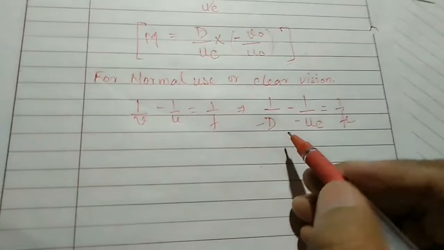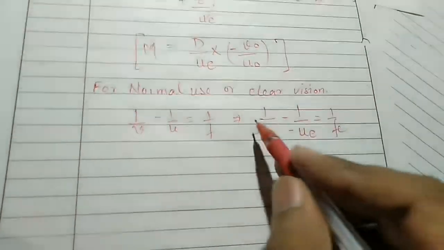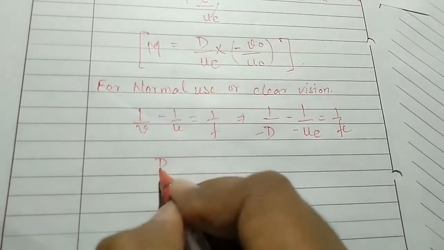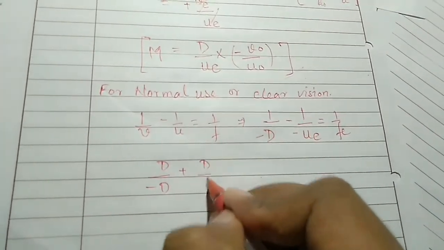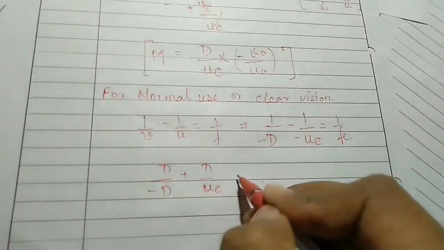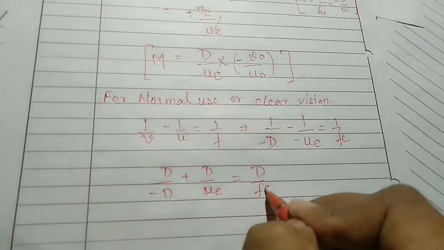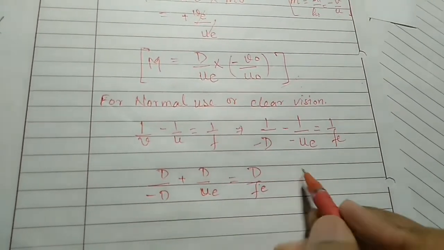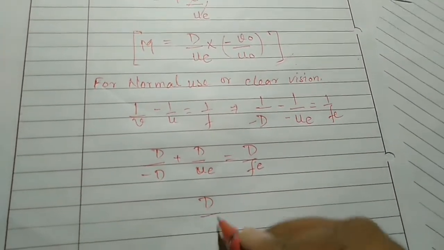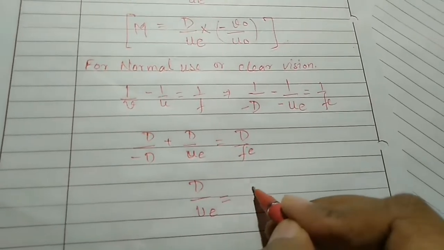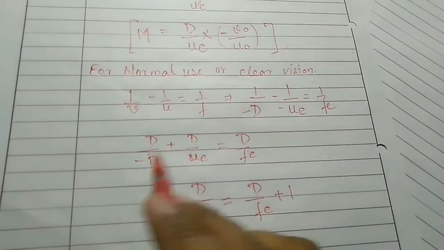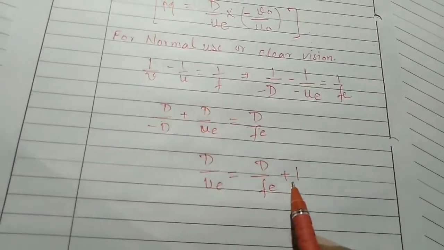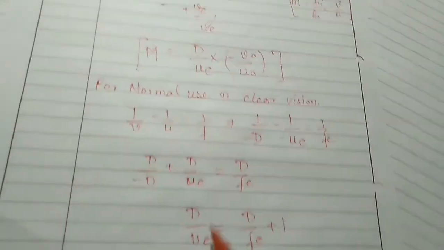This term I'm going to change. So just multiply with the D in the numerator. So this will come D upon minus D. This will become plus D upon UE is equal to D upon FE. So this negative 1 will go on that side. So D upon UE is equal to D upon FE plus 1. This negative 1 going to that side becomes plus 1. So we have D upon UE right now, so we can change this value.